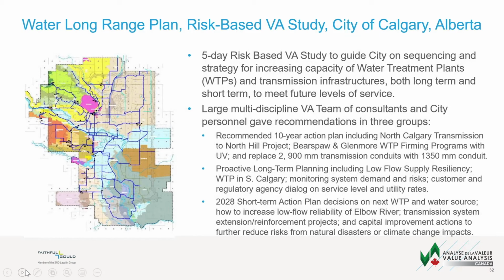It's the diameter. Two 900 millimeter diameter transmission conduits with one 1,350 millimeter conduit. We did proactive long-range planning, including low-flow supply resiliency, water treatment plant in South Calgary, monitoring system demand and risks, and customer and regulatory agency dialogue on service level and utility rates. Finally, we had a 2028 short-term action plan, decisions on the next water treatment plant and water source, how to increase low-flow reliability of the Elbow River, transmission system extension reinforcement projects, and capital improvement actions to further reduce risks from natural disasters or climate change.